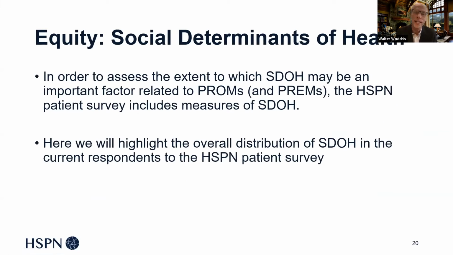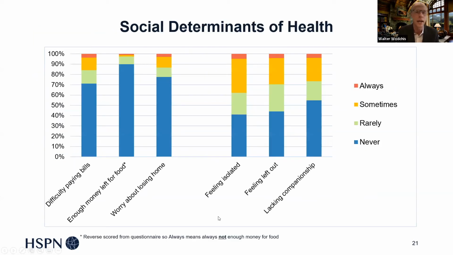In order to assess the extent to which these measures of social determinants of health may be an important factor related to PROMs and also to PREMs, we include these as a measure. And here I'm going to highlight the overall distribution of social determinants of health in the current respondents, and then we'll start looking at it as a stratifier to PROMs. Kaileah, the next slide has some of the key results.